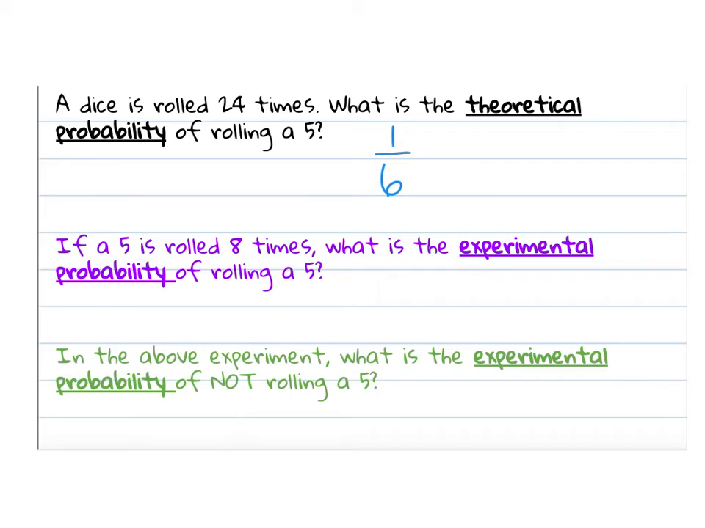If a 5 is rolled 8 times, what is the experimental probability of rolling a 5? So this is what actually happened when I did the experiment. Well, it's telling me here that it landed on that 8 times. So 8 out of the 24 times that we rolled it. And then we'll simplify this to be 1/3. So when I actually did the experiment, I rolled a 5 1/3 of the time.